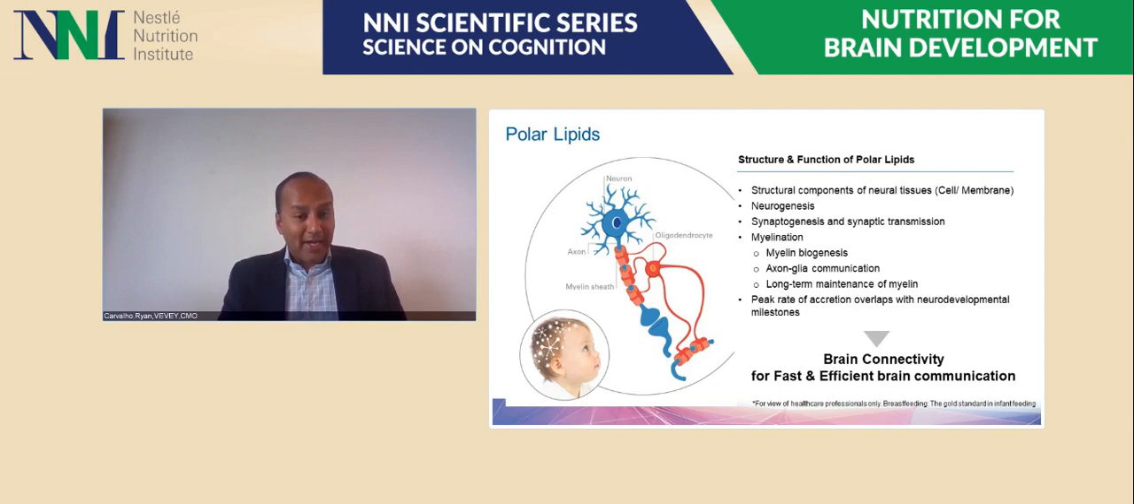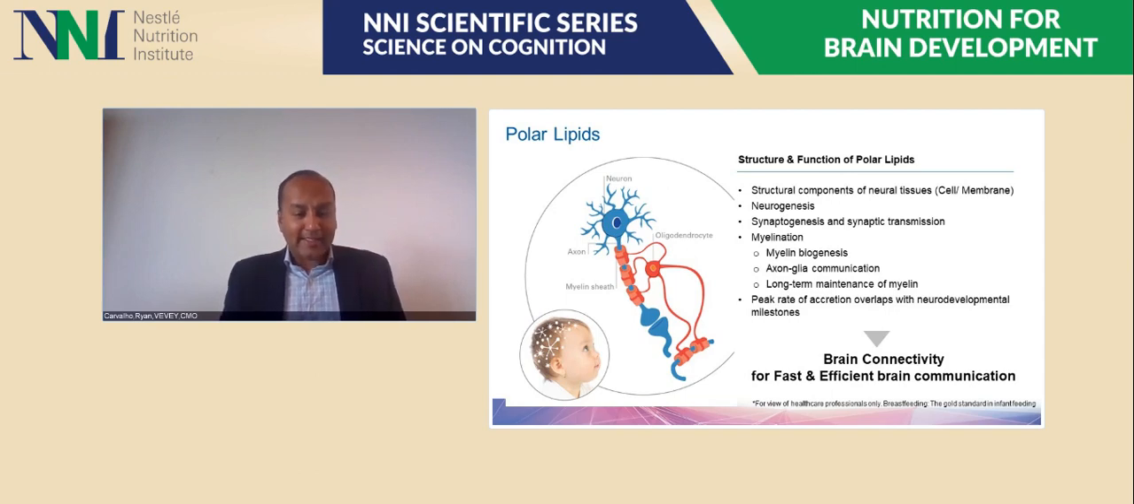They have a role to play in neurogenesis. They have a role to play in synaptogenesis, in how nerves communicate with each other, and a critical role to play in myelination, in the formation of myelin, but also in the communication. And the peak rate of accretion overlaps with critical neurodevelopmental milestones.